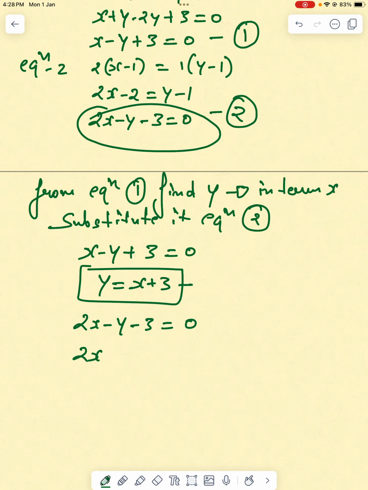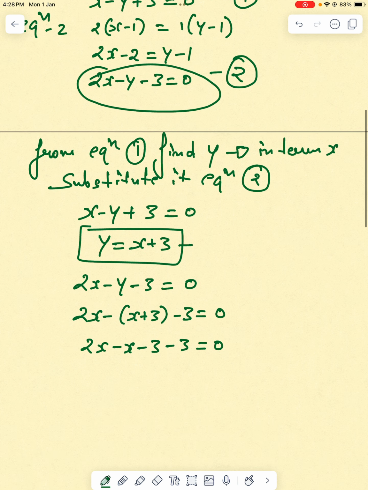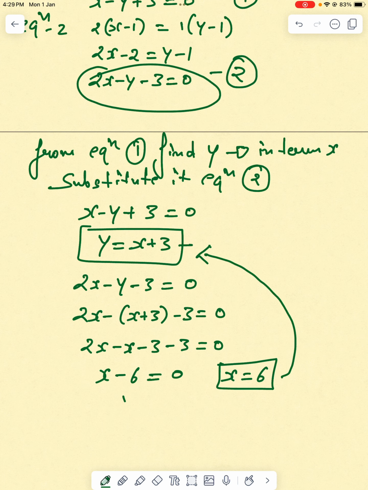So put the value of y in this equation and open up the bracket. Now 2x minus x is x, minus 3 minus 3 is minus 6, equal to 2. So what is the value of x? We will get x equal to 6. Now similarly put the value of x in y equals x plus 3. What will be the value of y? 6 plus 3 will be 9. So these are the values of x and y.